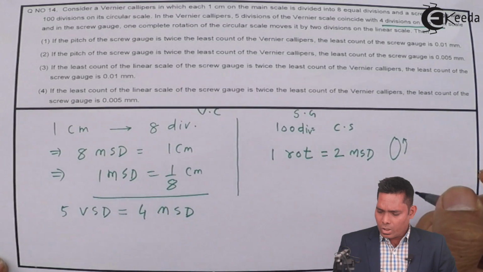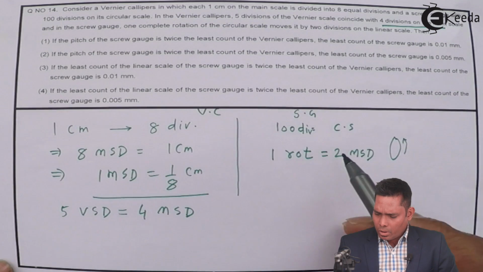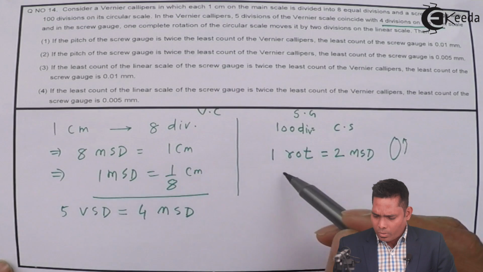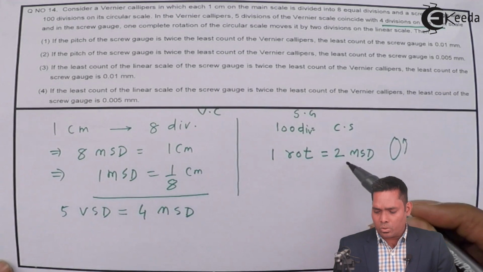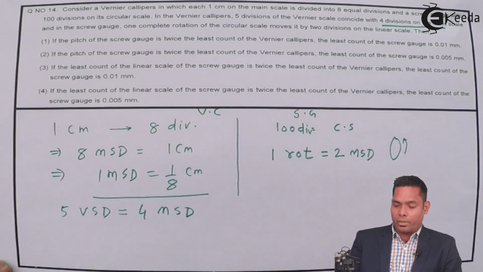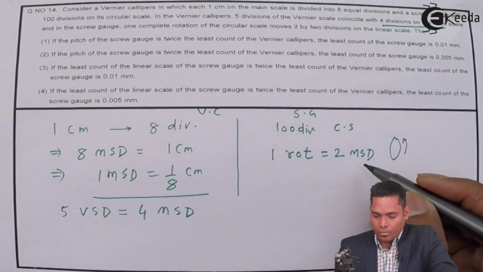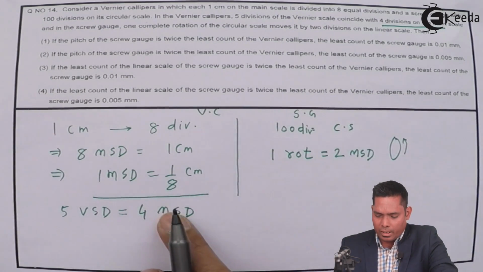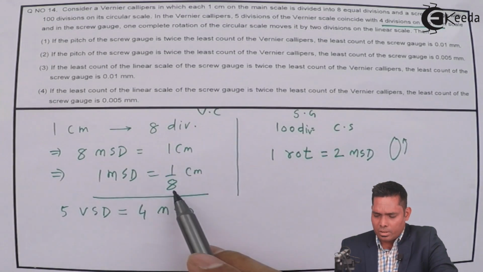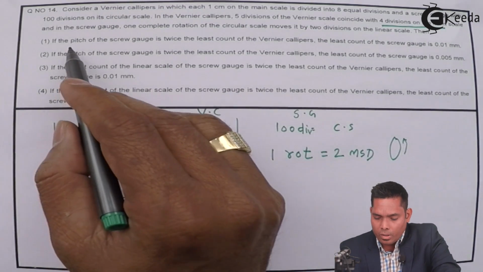Now, what is the question? In the circular scale, 1 rotation corresponds to 2 main scale divisions. That means 100 circular scale divisions correspond to 2 main scale divisions. If I use the same scale over here, then 1 main scale division is this, 2 main scale divisions is that. So we'll see what is the question.